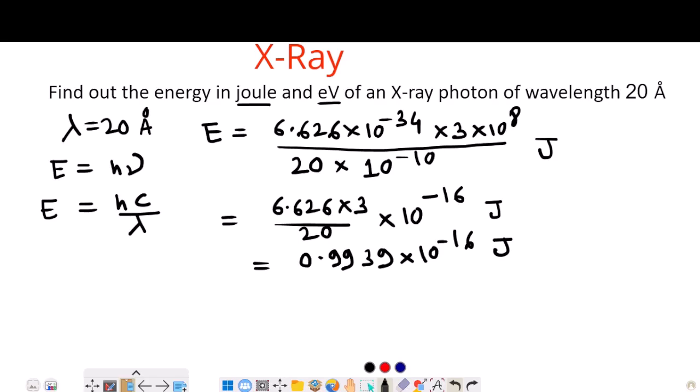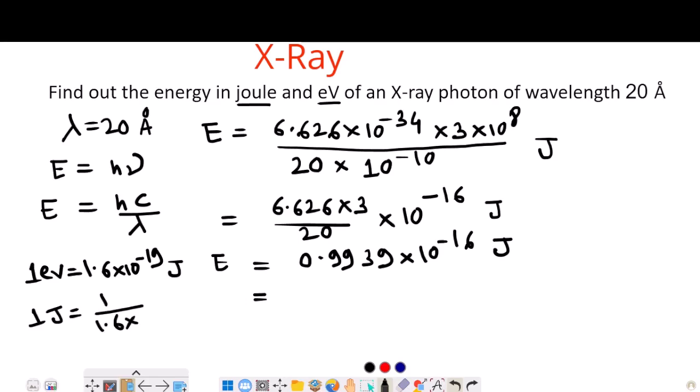So we have to also find the energy in electron volt. Now we know that 1 electron volt is equal to 1.6 into 10 to the power minus 19 joule. Here it is 0.9939 into 10 to the power minus 16 joule. So we have to divide this value by 1.6 into 10 to the power minus 19, because 1 joule is equal to 1 divided by 1.6 into 10 to the power minus 19 electron volt.